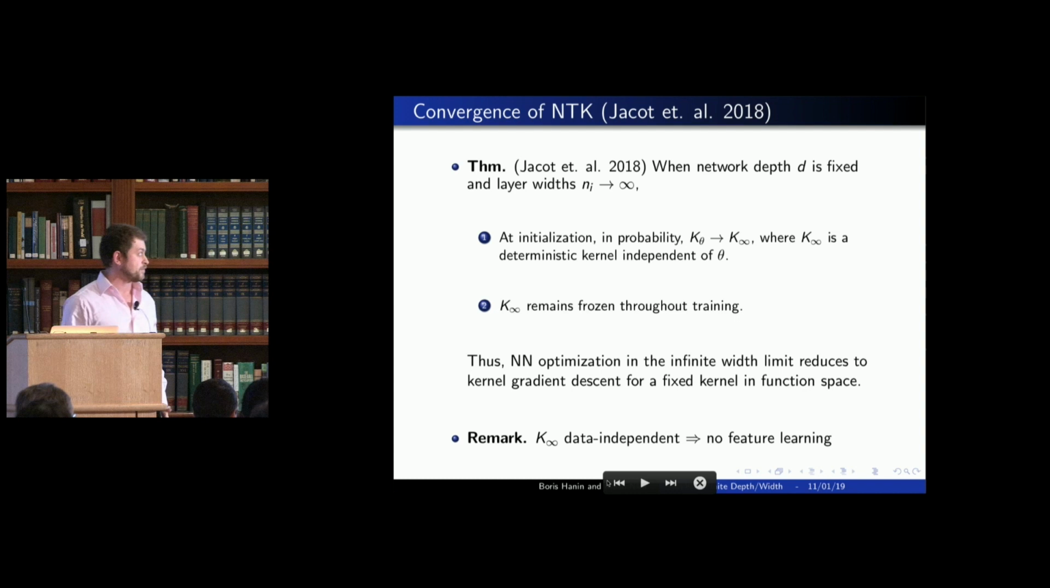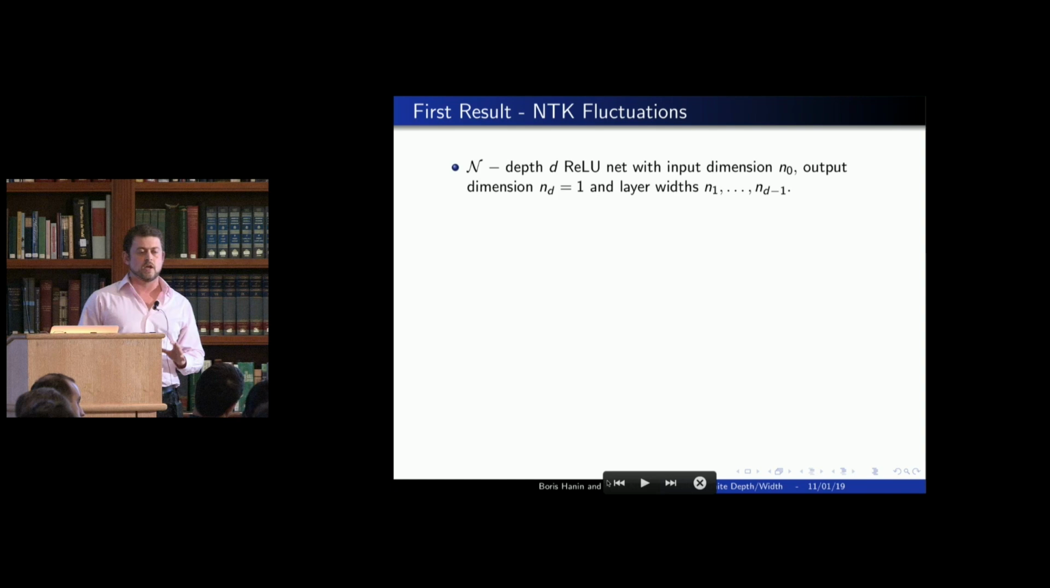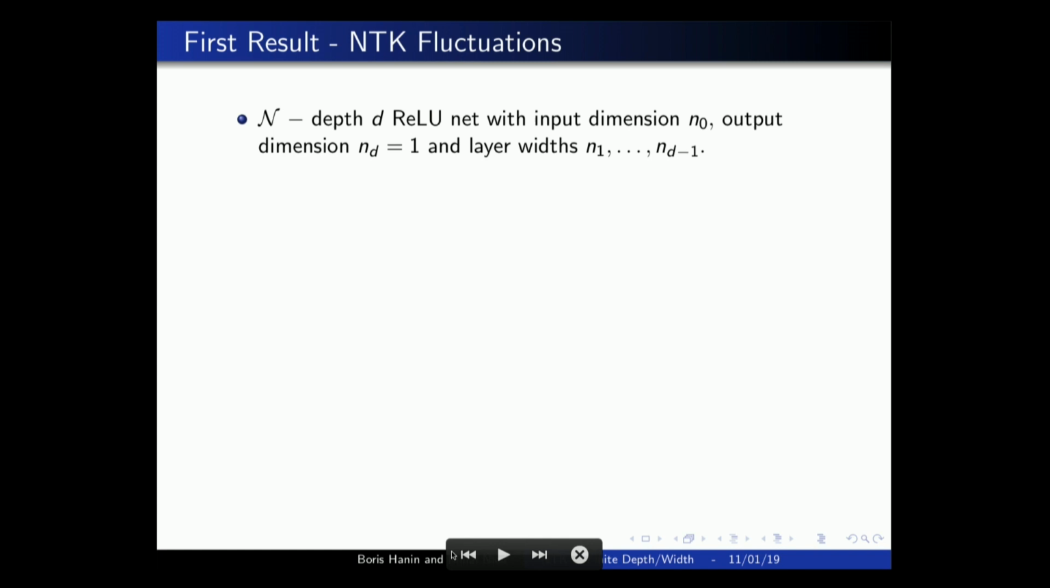So let me tell you about the first result. OK, so the setup is this. We took what we felt was the simplest non-trivial case. You take a depth D ReLU network, just fully connected. I call the input dimension N0, and I freeze the output dimension to be 1, although actually you don't need this for the results. It makes them a little bit easier to state. And then you can have any hidden layer widths you want. I call them N1 up to ND. And you should think of all of them as being fairly large but finite. I really want to do an analysis that gives you quantitative errors in terms of finite width and depth and tells you how the NTK behaves.